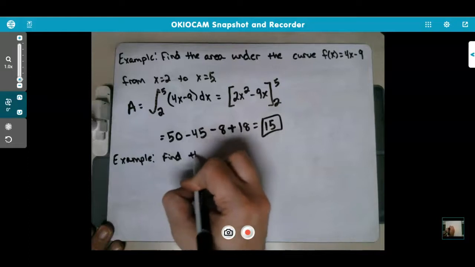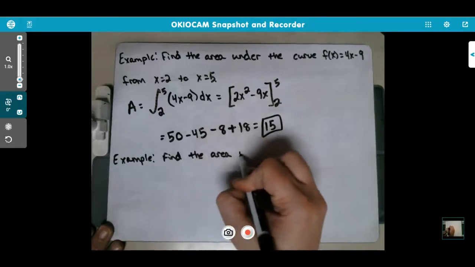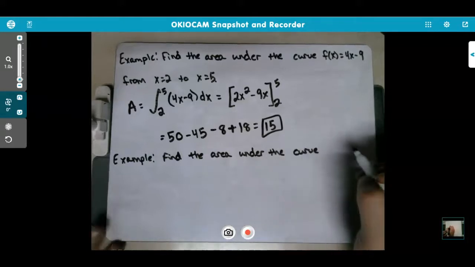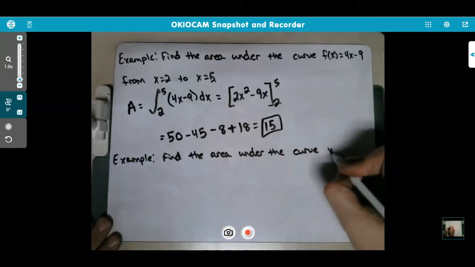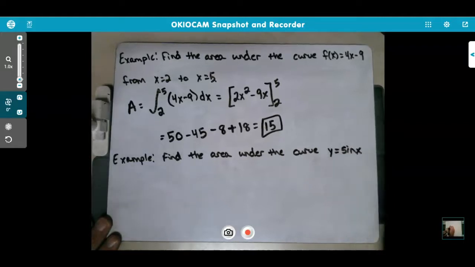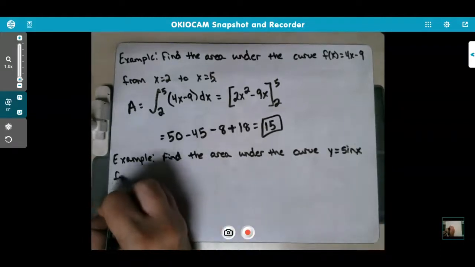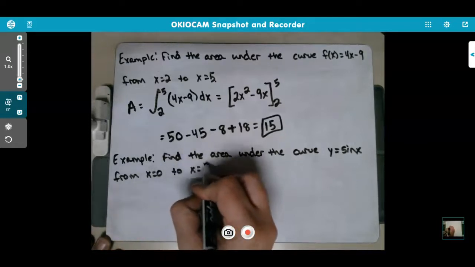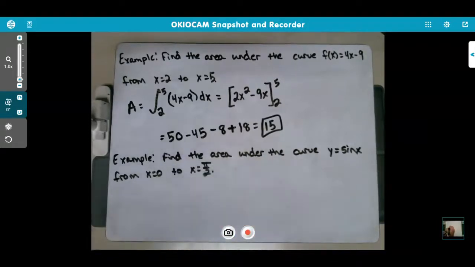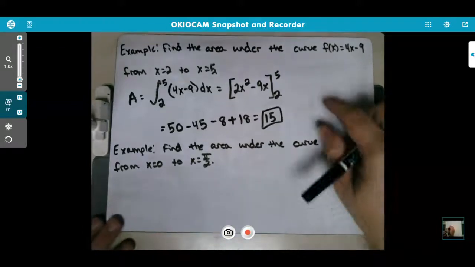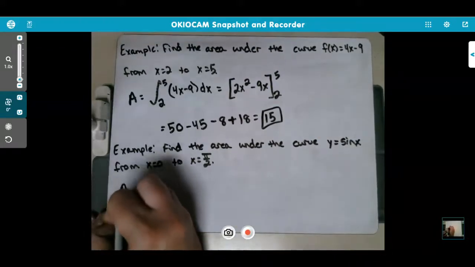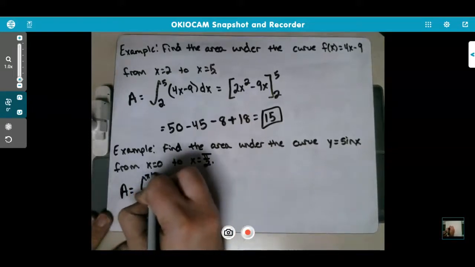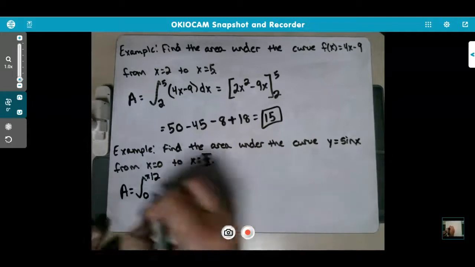Find the area under the curve y equals sine of x from x equals 0 to x equals pi over 2. So just like I did up here, how I do this is the area equals the integral. We're going from 0 to pi over 2 of sine of x.